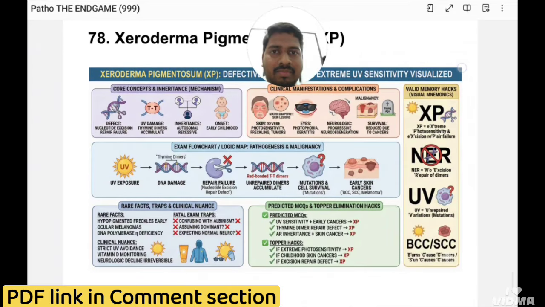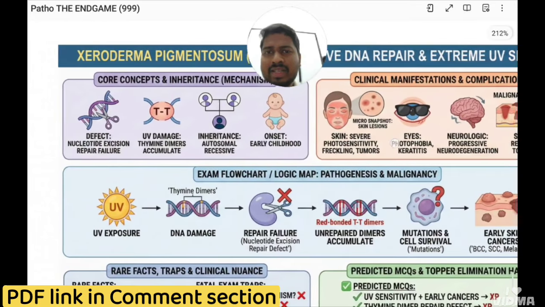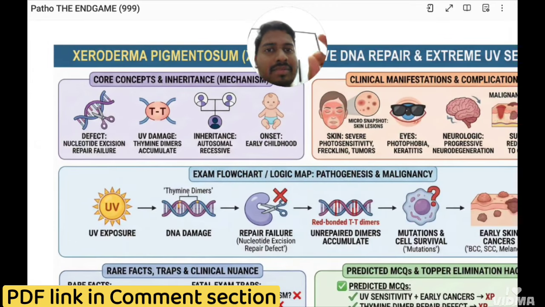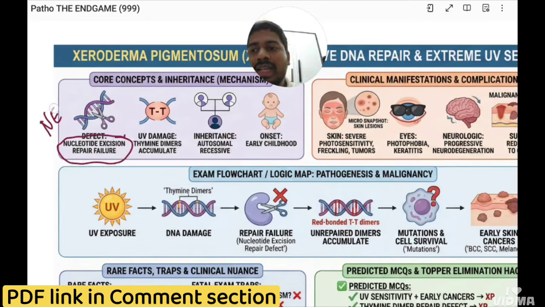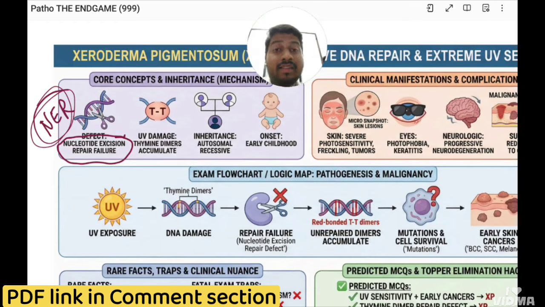So xeroderma pigmentosum, one very important question which has been repeated many times, is what is the basic defect in xeroderma pigmentosum? And that is nucleotide excision repair. So remember NER, nucleotide excision repair is the only defect that you need to remember. You know it is autosomal recessive. Most of the things which are related to repair defects are autosomal recessive only. And here one more thing, you can see thymine dimers. These thymine dimers accumulate because of UV damage. Because of nucleotide excision repair failure, thymine dimers accumulate.